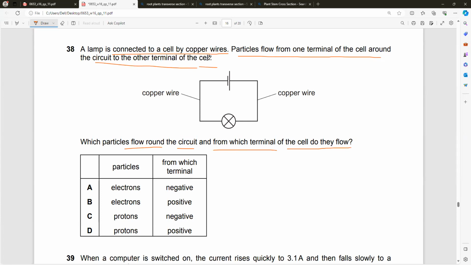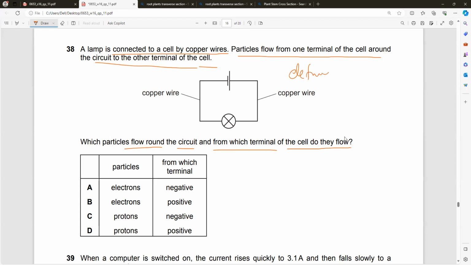So a lamp is connected to a cell by a copper wire. Particles flow from one terminal of the cell around the circuit to the other terminal. Copper wire, connecting wires. Which particles flow around the circuit and from which terminal of the cell do they flow? That is what they are asking. First you tell me, electrons or protons? Electron. That is the first thing. So first thing, electrons will flow.